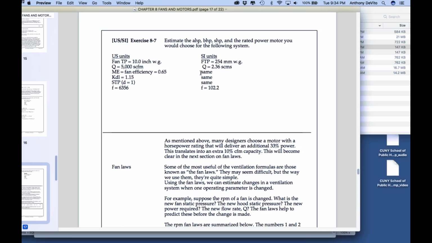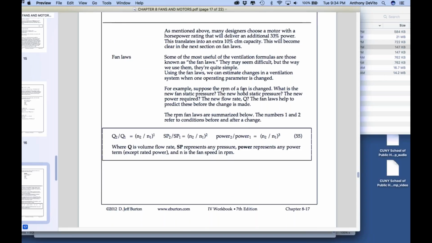Yeah, and notice that it says the same units for the mechanical efficiency, the correction factor for the motor, and the density factor. It says the same because they're all unitless. And the F factor that you're dividing by instead of 6356 is 102.2 because you're working in the metric system. And it'll give you, instead of horsepower, what's it going to give you? Kilowatts? Kilowatts, right, exactly. Exactly right.